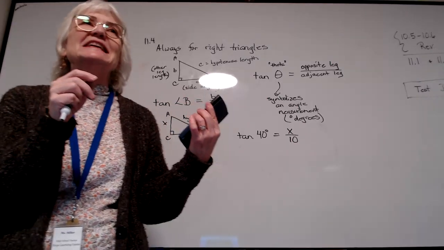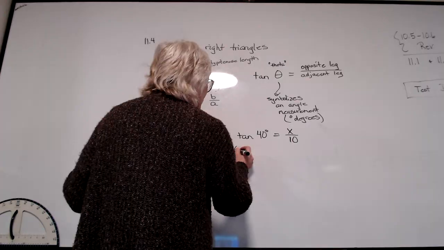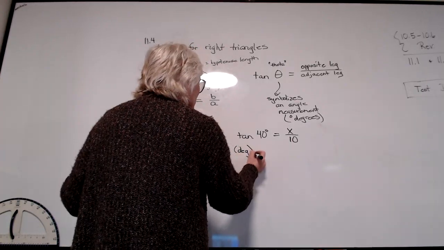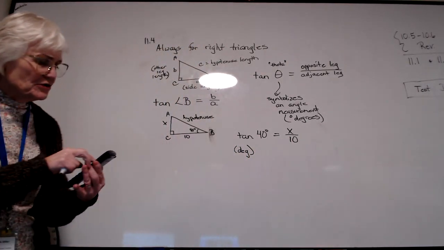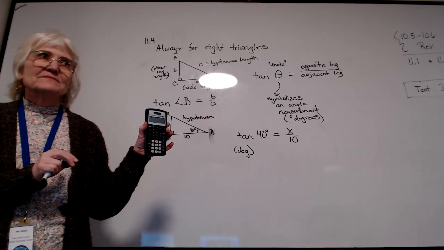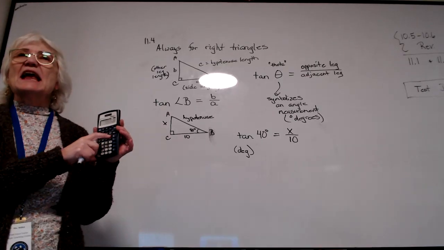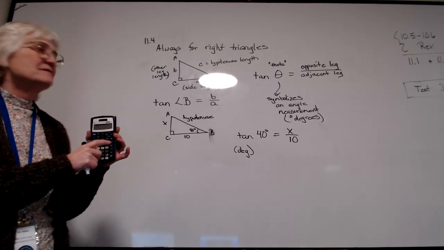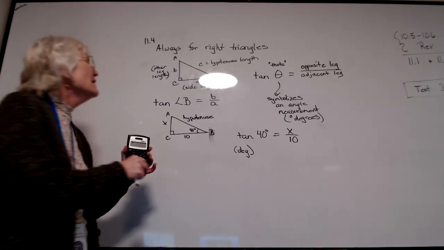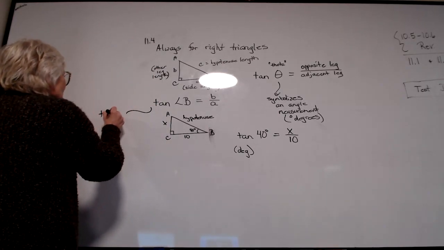So you want DEG. When we're using this, you need to make sure the calculator's on DEG, and it shows you DEG right at the bottom. Okay. Then you hit the tangent button. See where it says TAN? Oh, by the way, tan is short for tangent.